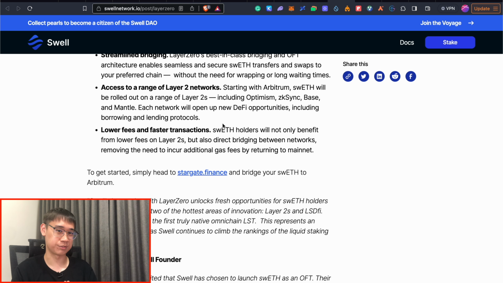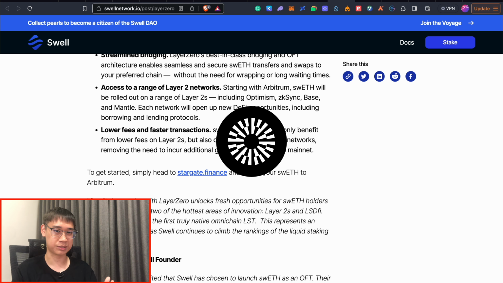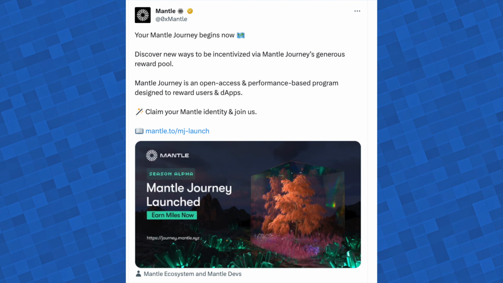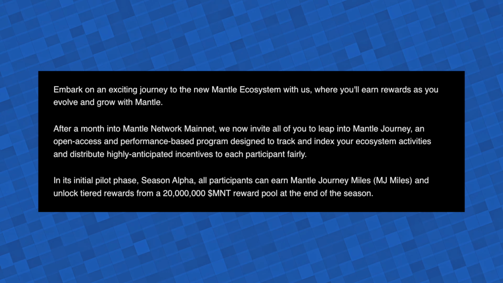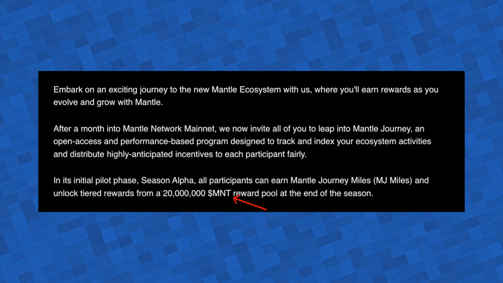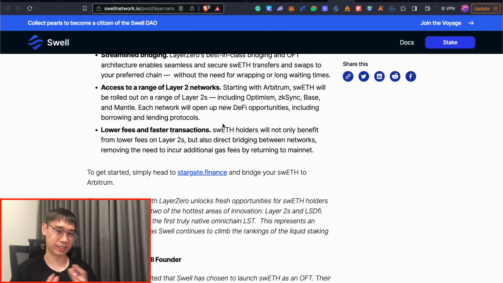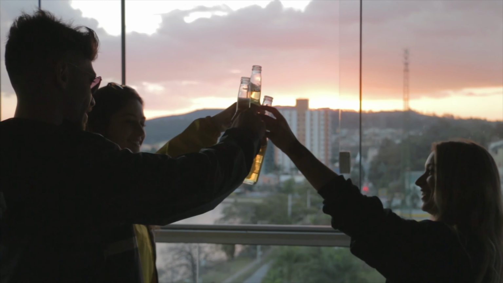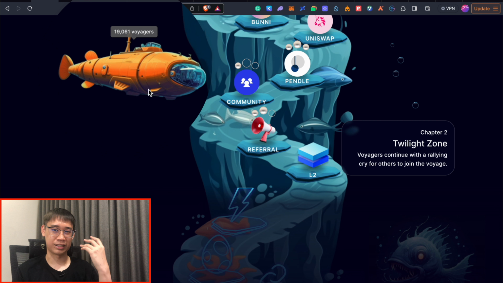And once SWETH is available on the Mantle network, you may want to perform some transactions with that token. Mantle is currently running their Mantle Journey campaign, where you can earn a cut of a 2 million MNT token pool. If you'd like to find out a bit more about that campaign, then you can check out my video in the description below.